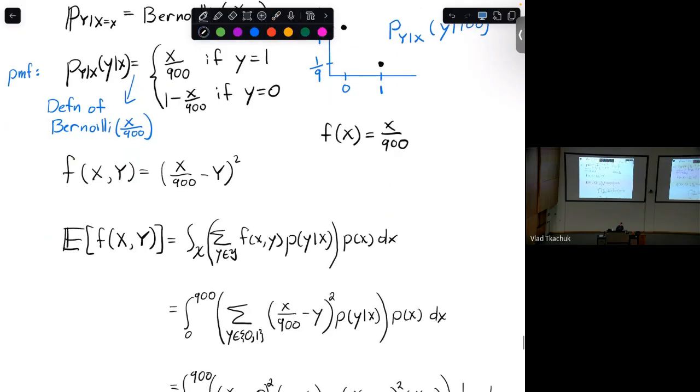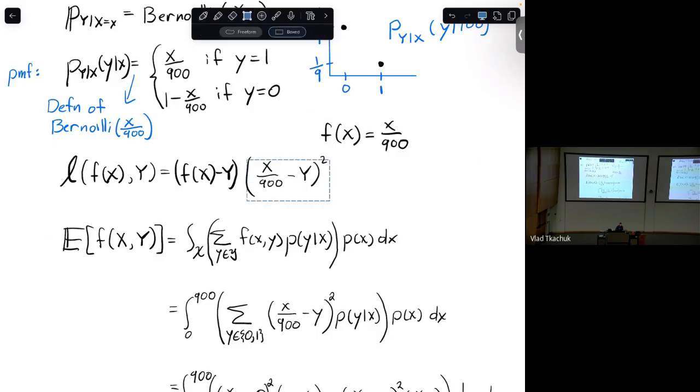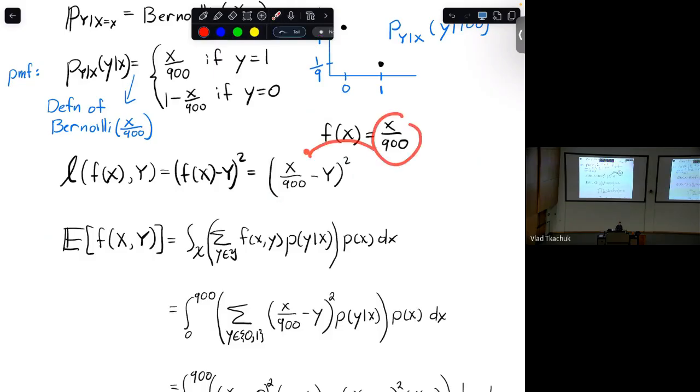Okay, and so now this guy here, this should be the loss actually. And the loss, if you remember, takes in a corresponding predictor and a label, and it compares the two. And so this x over 900, I guess I can just move it. Okay, so all we've done is plugged in this value in here, and we chose to use the squared loss.